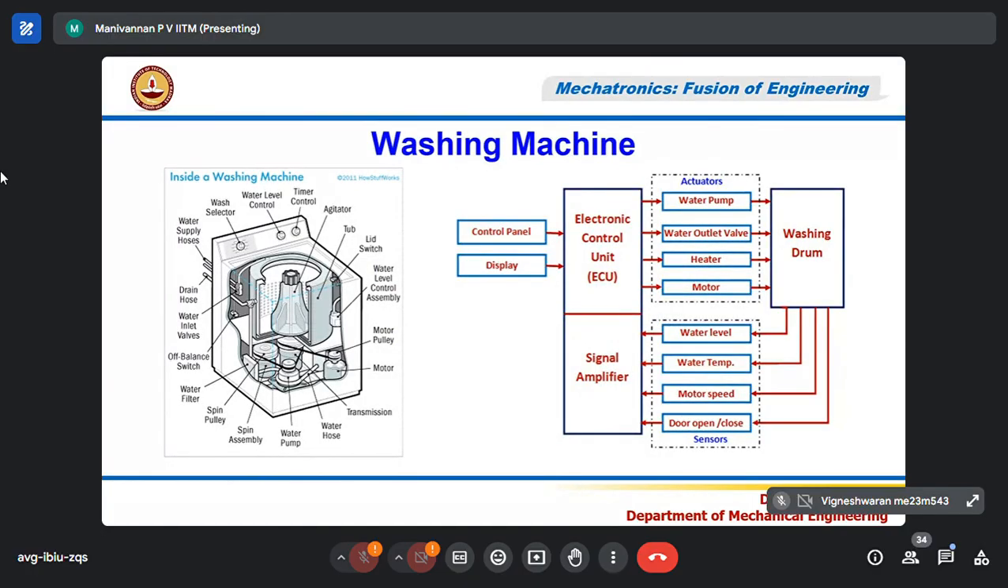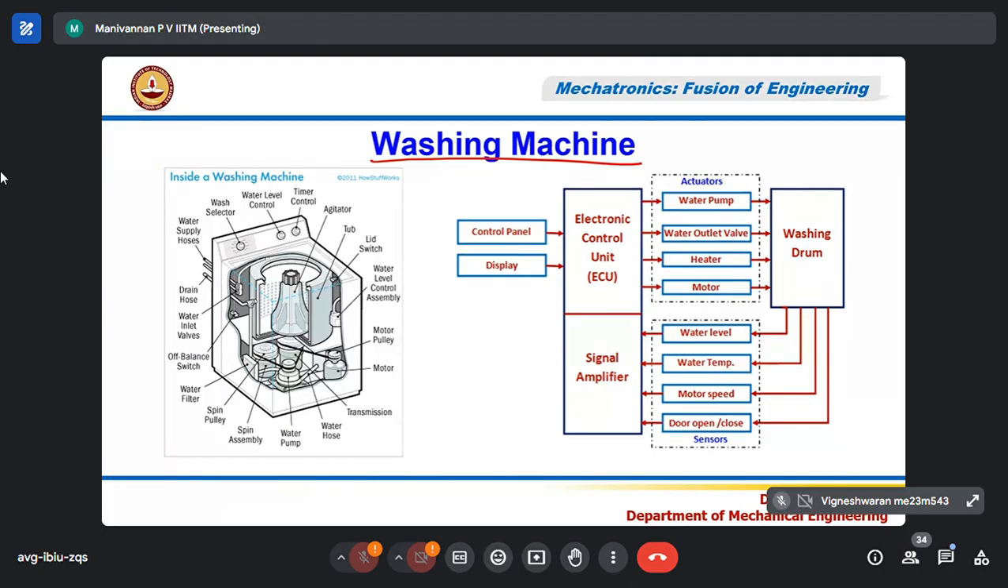Then we'll show another example of mechatronics, a washing machine. I told you, mechatronics is everywhere. From your house, washing machine, microwave, fridge, and wherever automation is there. Then coming to the office, you have a Xerox machine.